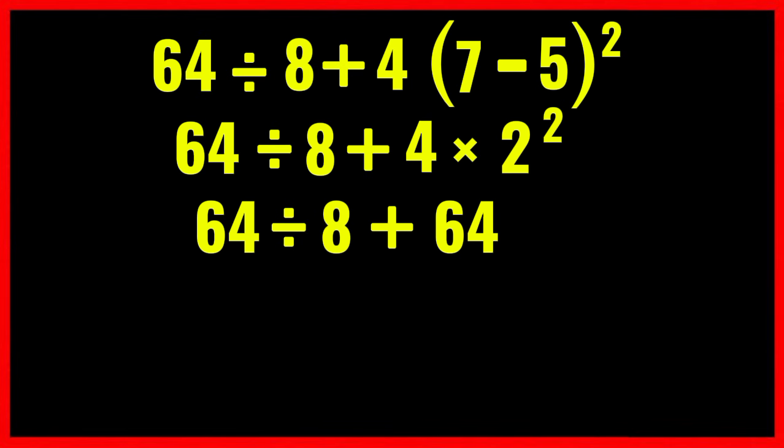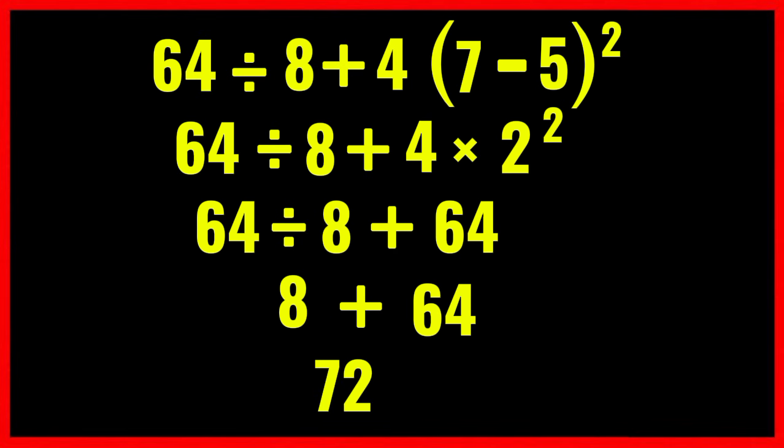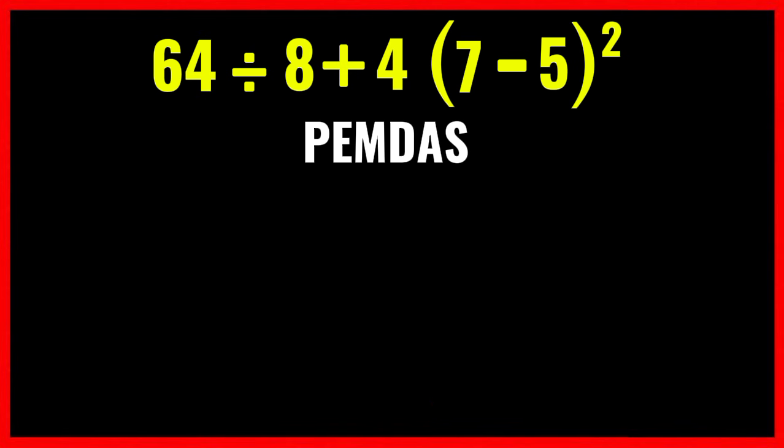Next, 64 divided by 8 equals 8. Finally, 8 plus 64 equals 72. So, is the answer 72? No, that answer is not correct. Why? Because we ignored one of the most important rules in mathematics. That rule is called PEMDAS. If you understand PEMDAS, you'll solve these kinds of problems correctly every time.